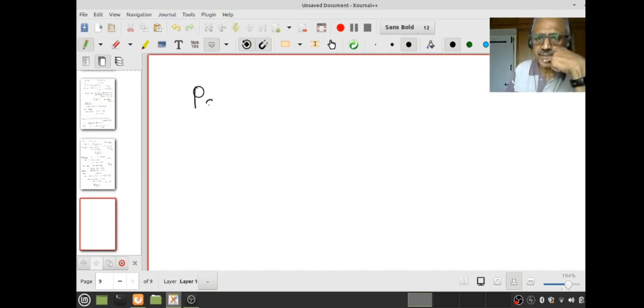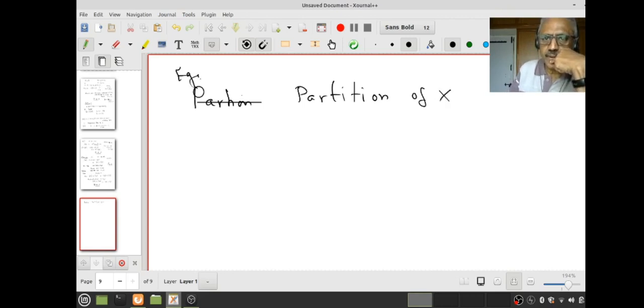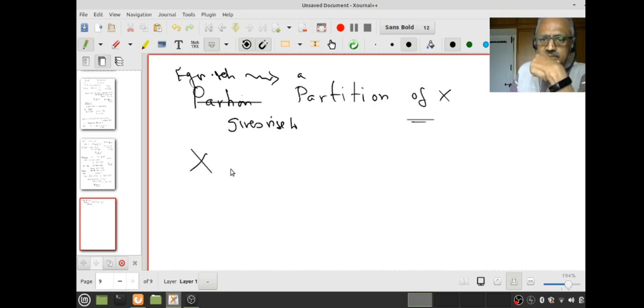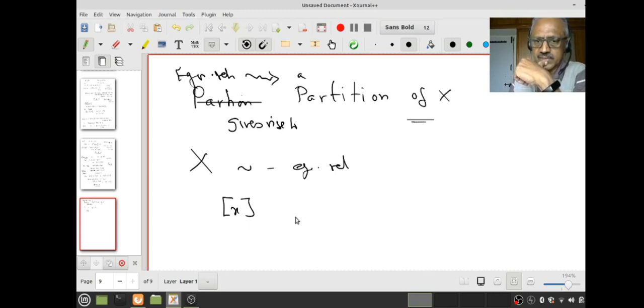Now, this fact gives rise to a partition. So, any equivalence relation gives rise to a partition of X. Let's start with X, which has an equivalence relation. For each x, look at its equivalence class. Therefore, let me look at the collection of all equivalence classes.